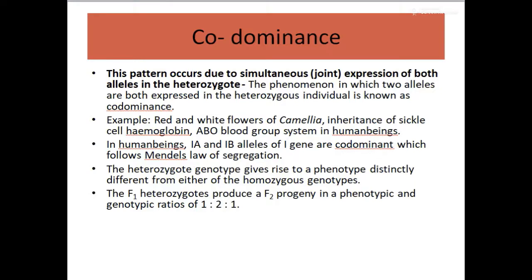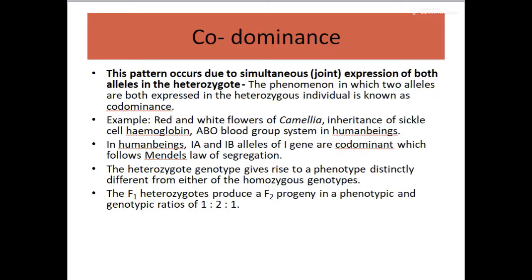Or the inheritance of sickle cell hemoglobin as well as the ABO blood group system in human beings are all examples of codominance. In the case of human beings, for example, if you have an AB blood group, you have the alleles IA as well as IB, and both of them are found to be equally codominant, and the expression of the IA gene as well as the IB gene will also be happening. And such a case is an example of codominance.